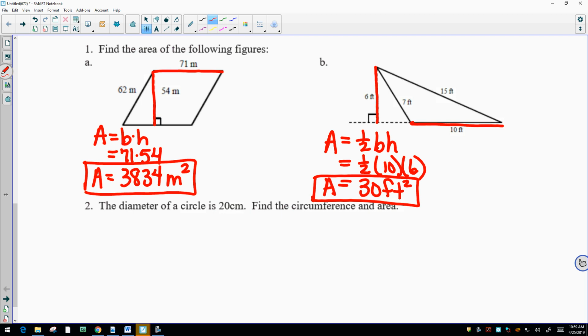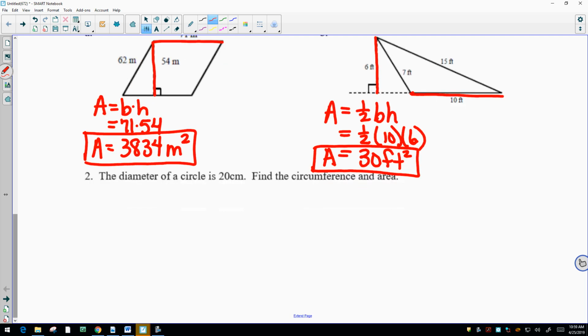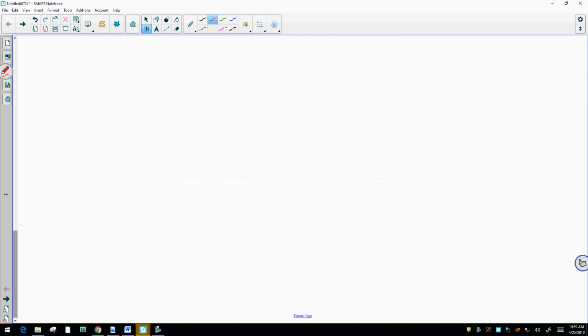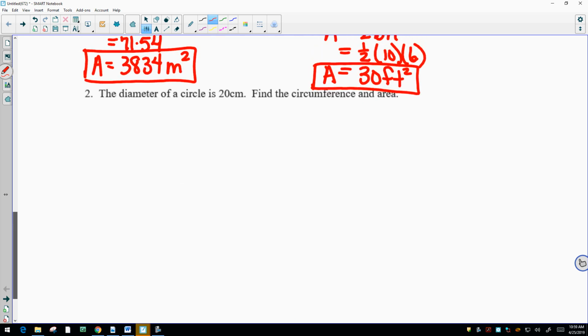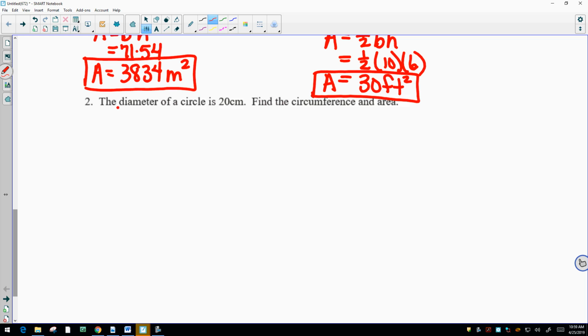Okay. Number 2, we're going to work with the circle. The diameter of a circle is 20 centimeters, and we have to find the circumference and the area. So keep in mind they've given you the diameter. If we're going to find the circumference, we know the circumference is pi times diameter. So not too bad. We can just plug this one in. So we would have pi times 20, or typically you would see this written in more standard notation as 20 pi.